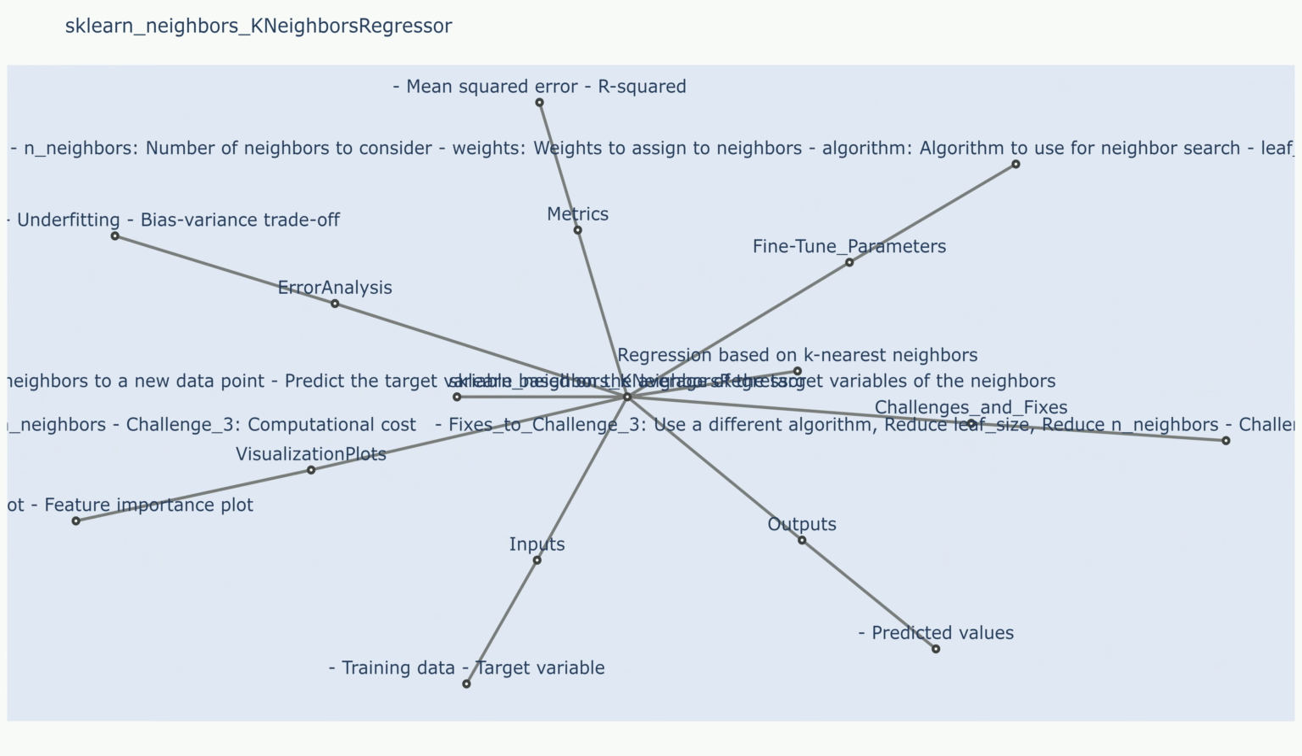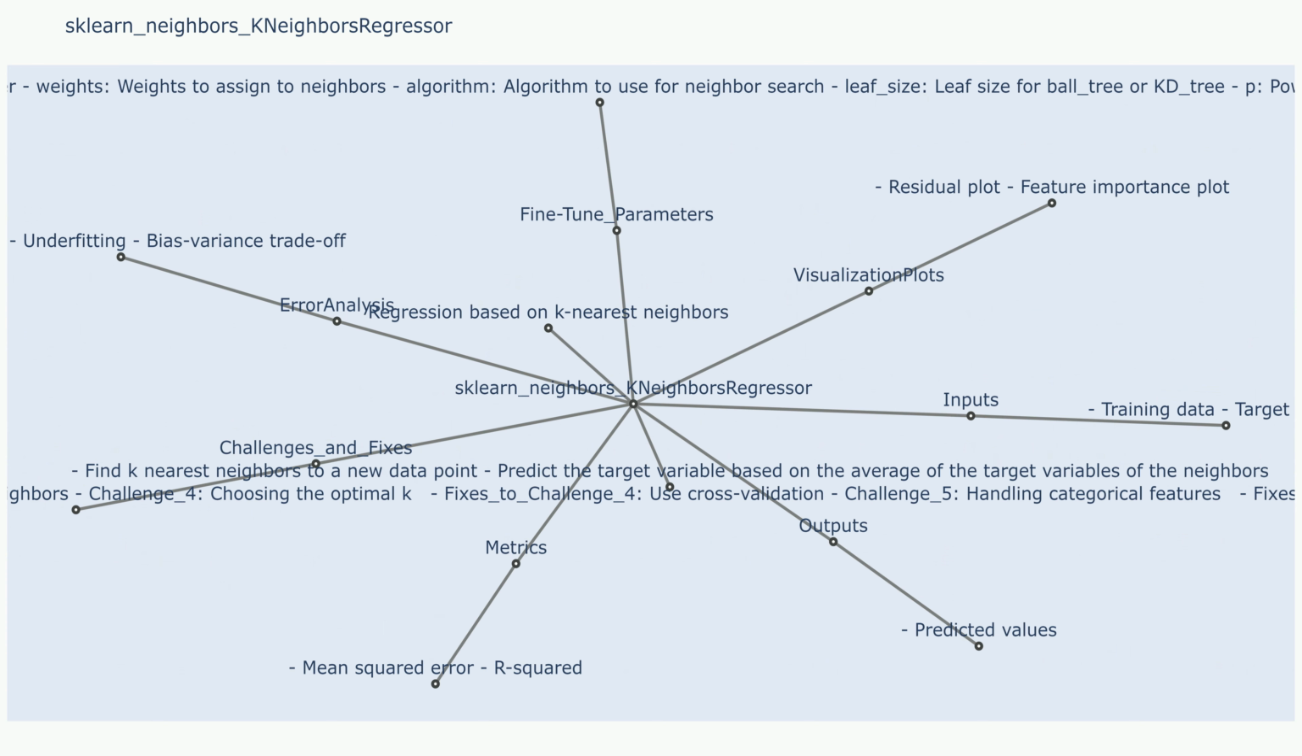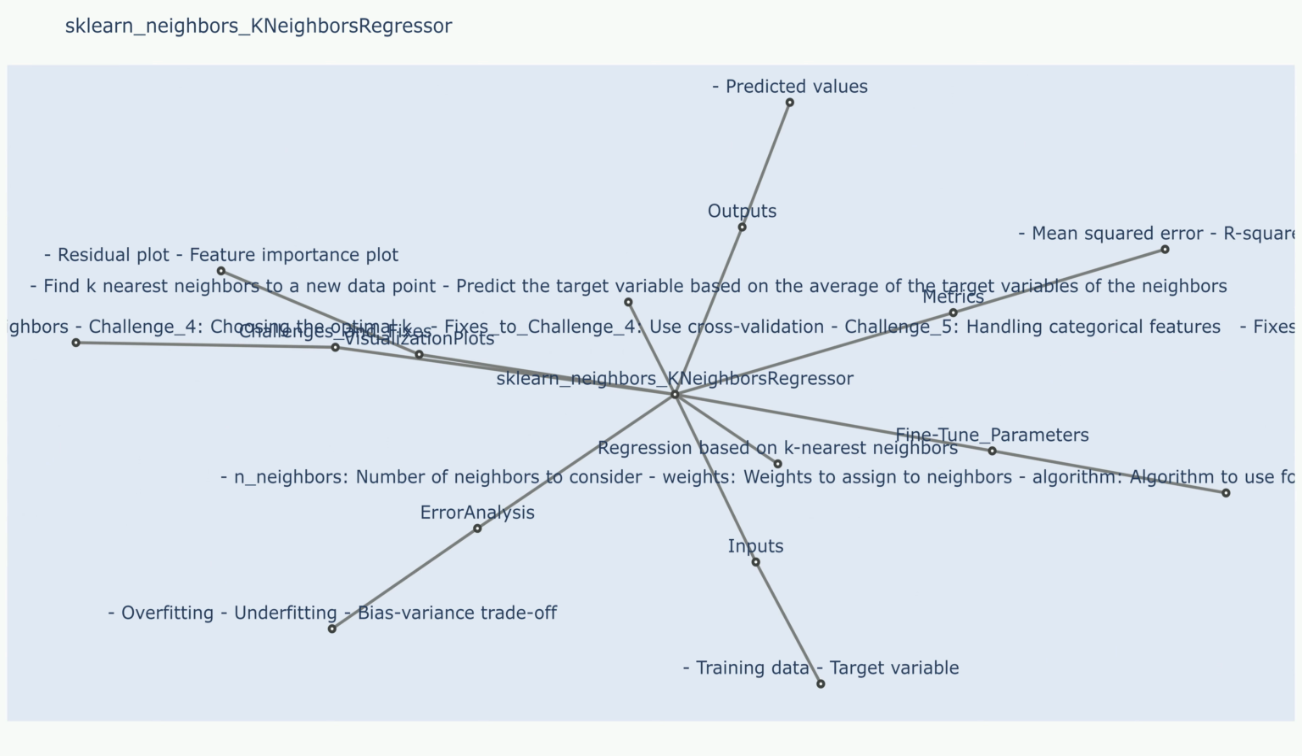Metric. The distance metric used to calculate the distance between data points. Common options include Euclidean, Manhattan, and Minkowski. P. The power parameter for the Minkowski metric. P1 corresponds to Manhattan distance, while P2 corresponds to Euclidean distance. Uncertainty methods. Confidence intervals can be calculated for the predictions by considering the spread of target values among the K nearest neighbors.